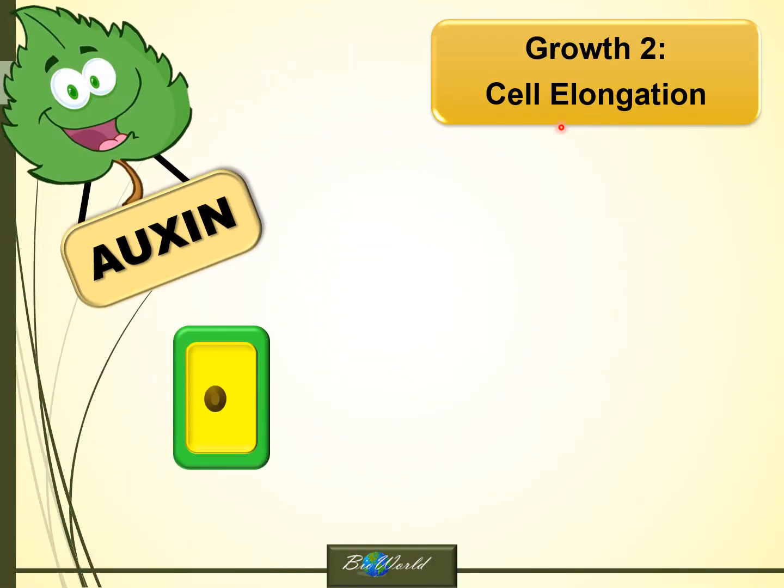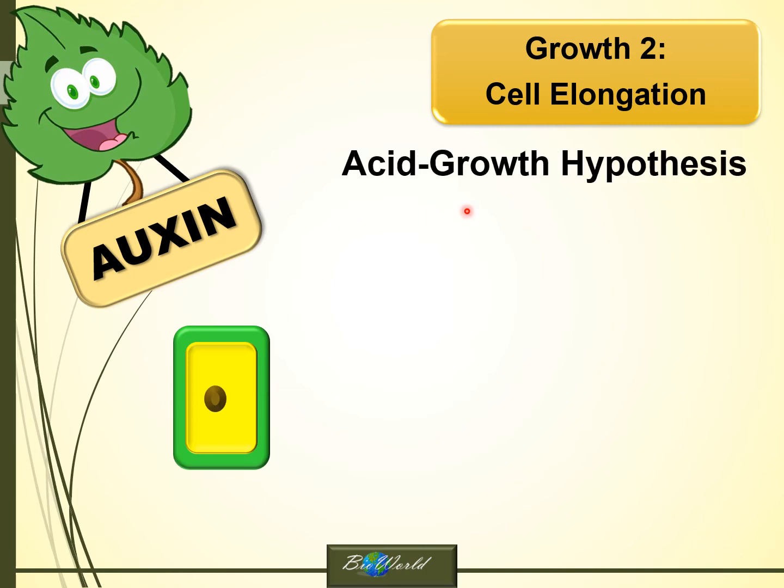We move on to the second effect that is called cell elongation. So we know for a plant to grow, the cells will become longer. This is based on what is called the acid growth hypothesis, which in our syllabus we do not need to know the details of. So here I just explain very briefly about the acid growth hypothesis.